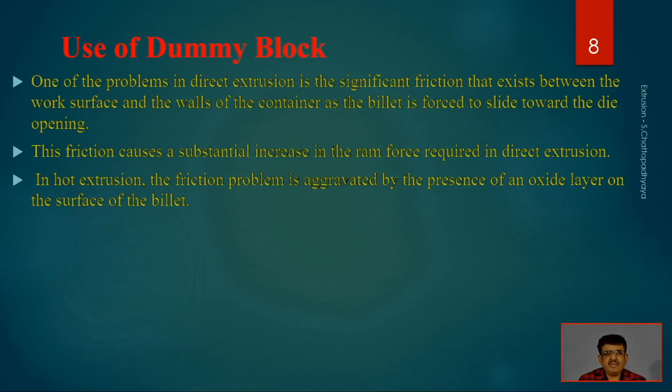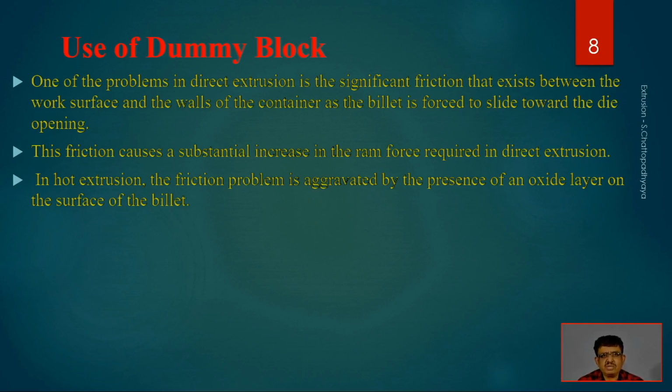So what is the use of the dummy block? In direct extrusion, a significant problem is the friction that exists. The dummy block reduces it, because it pushes only the core material, and the friction is between the layers in the core. So it is not friction against the wall of the container, and it becomes very smooth. If the dummy block is not used, the friction against the wall becomes hazardous. The ram force required is a lot more, specifically in direct extrusion.